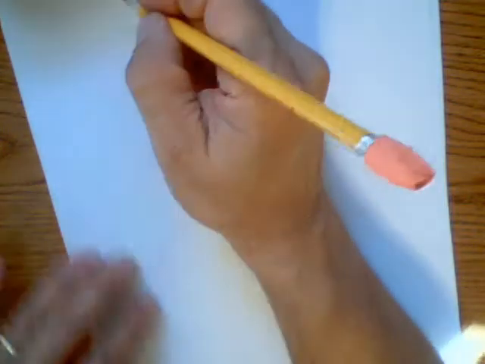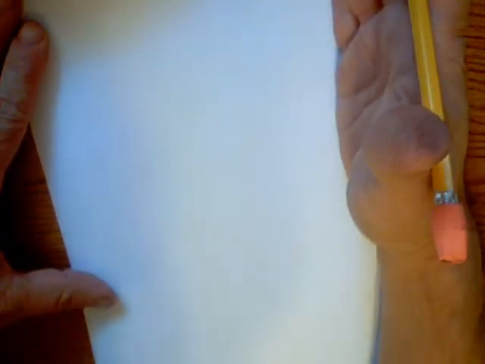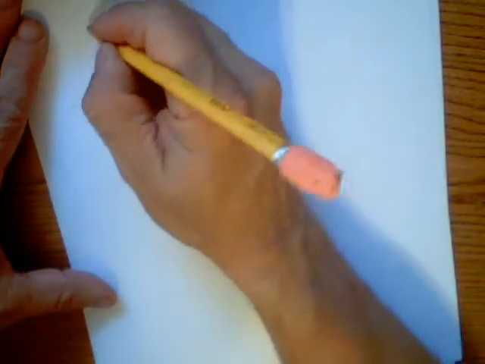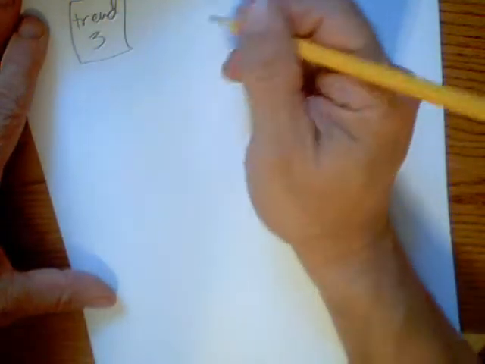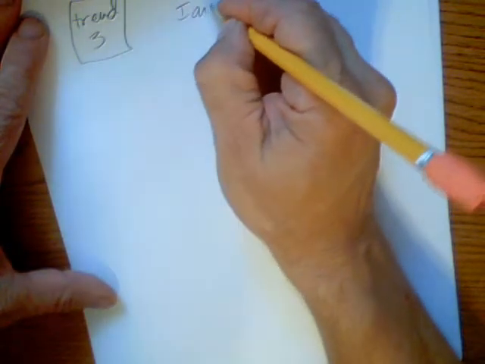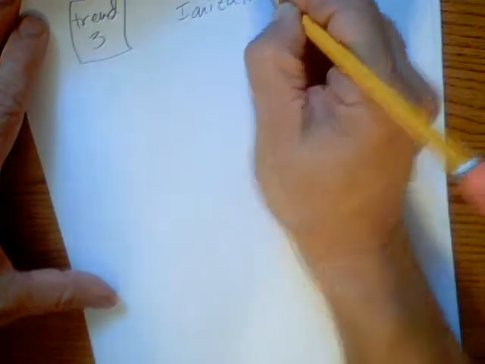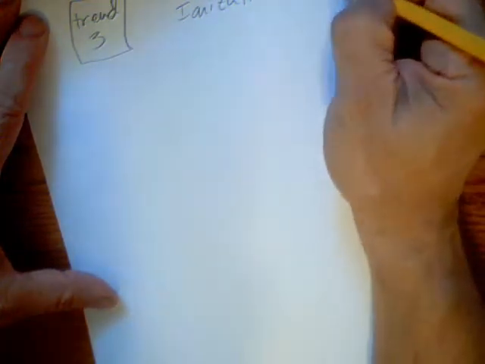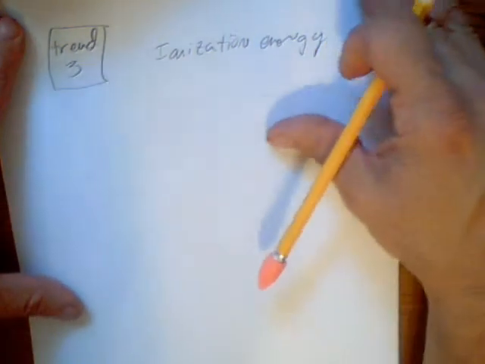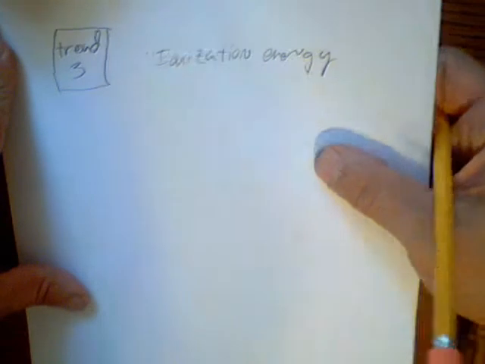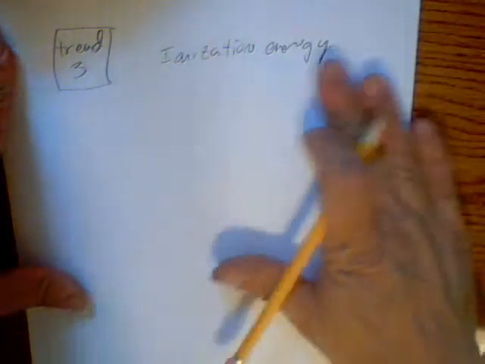So if we move across the periodic table, it's more positive to the right. And that's going to hold those electrons tighter and tighter and tighter. Trend number three, ionization energy. In trend number three, we have ionization energy, and that's the energy required to remove an electron.